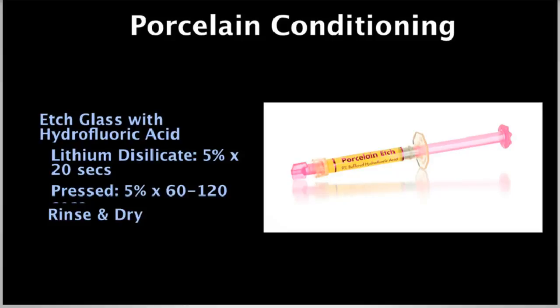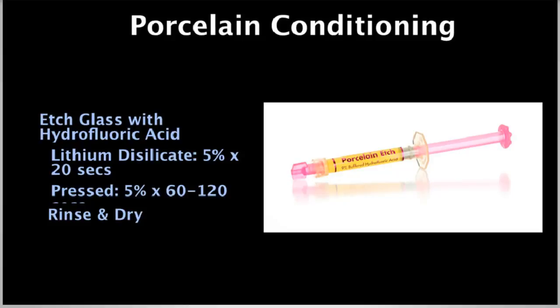Zirconia is classically conditioned by using air abrasion, again, small particle size, 50 micron aluminum oxide or CoJet powder. You don't want to use hydrofluoric acid on zirconia. And some of the other glasses, you aren't supposed to air abrade. It's against the manufacturer recommendation.